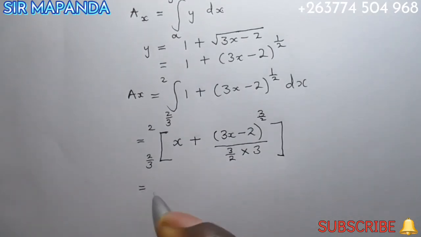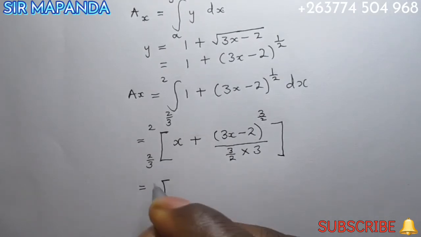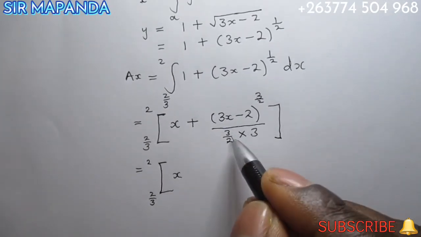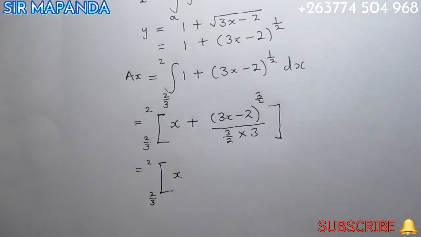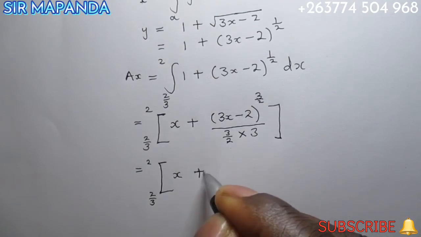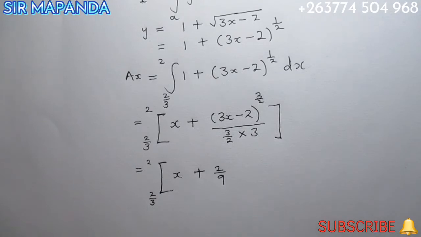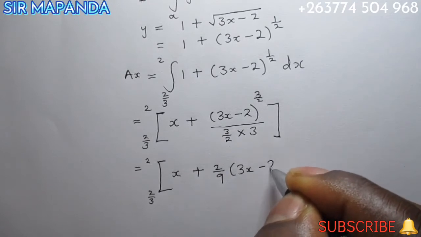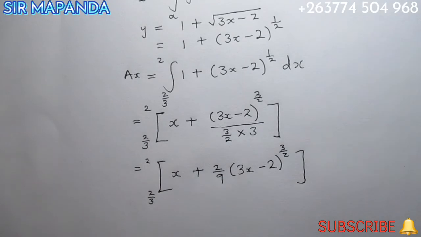So we move on to the next stage. Let us maintain our limits. 2/3 here and 2. We have x. So 3 over 2 times 3, you get 9 over 2. Dividing by 9 over 2 is good as multiplying by 2 over 9. So you can reciprocate the denominator. Right. Then you write (3x minus 2) to the power of 3 over 2, something like this. I hope you are following. So we are done with integrating.